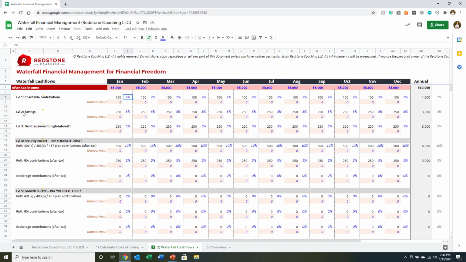The next level of your waterfall is savings. So how much are you going to set aside for savings? Well, 5% of $5,000 is going to be $250. So this is the amount in January that you're going to send to your savings account.